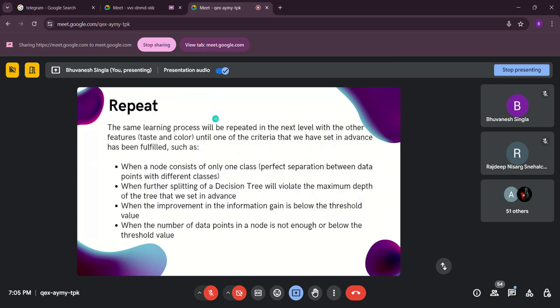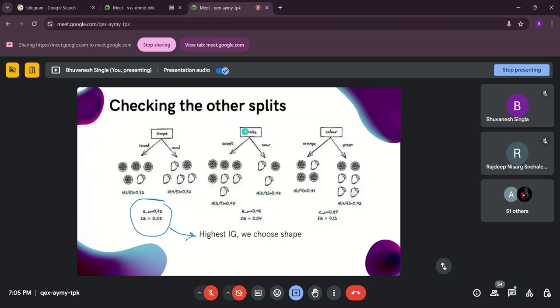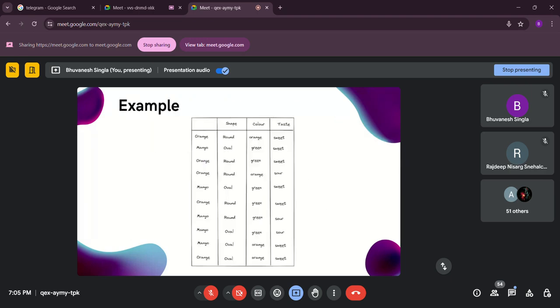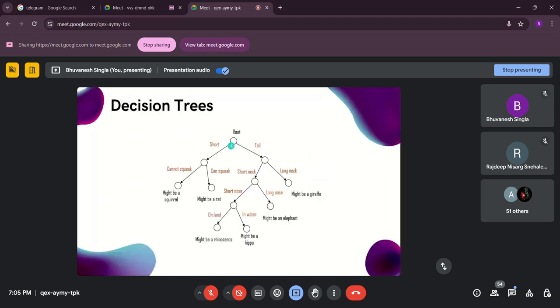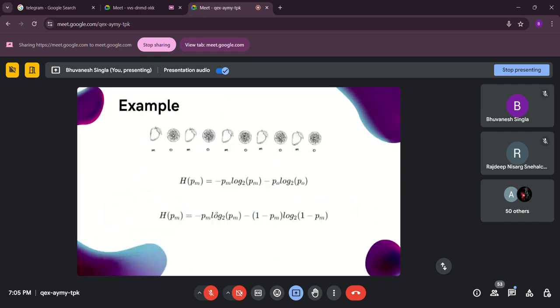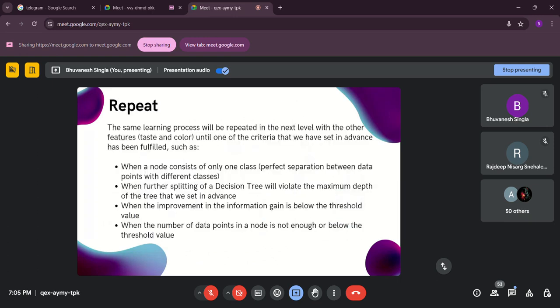Now, once we do this, you have to repeat this procedure for every subtree that you encounter. So what I mean by a subtree is basically this. Once you have split it over one feature, what you have here is kind of another root node itself, and you want to classify until you find very pure samples here, containing only one class, or when you have violated the maximum depth of the tree. Now, this is a hyperparameter that you can set in advance.